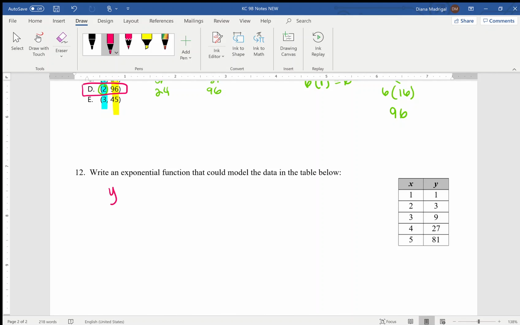The way we write an exponential function is y equals a times b to the power of x. A represents your initial point, where x equals 0. That's how we find our initial point, like our y-intercept. And then b is your change. But remember, since we're talking about exponential, we're talking about change by multiplication.